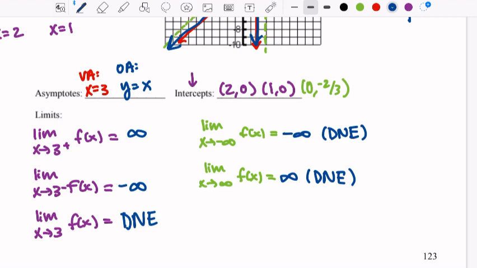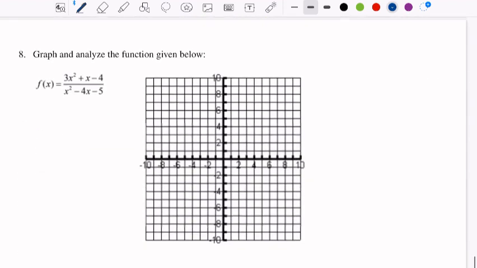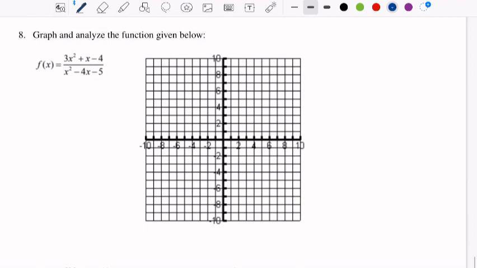Okay. All right, one more example. Last one that we have here is we're going to graph and analyze our function below. Okay, so we have a whole lot of things going on here. So let's go ahead and get started.